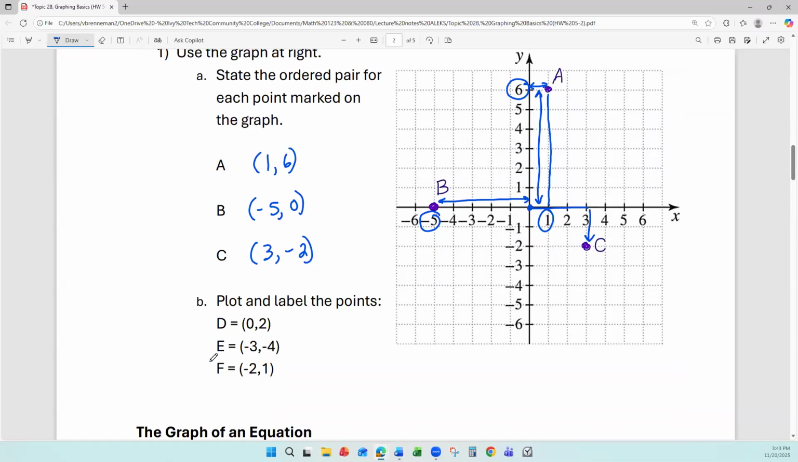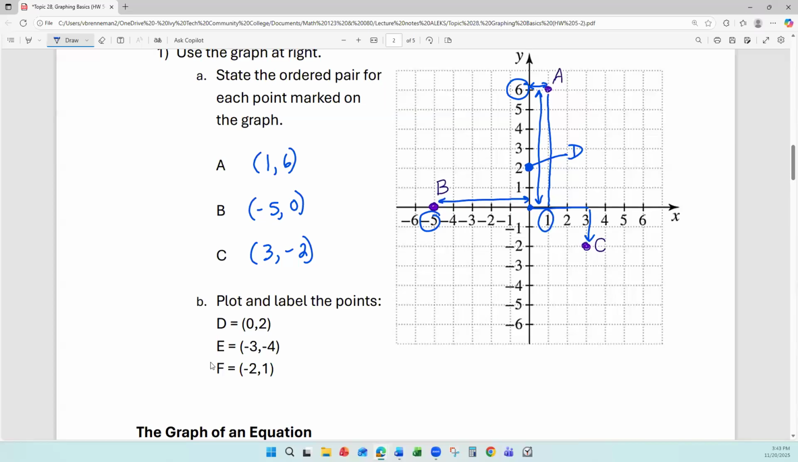Then for part B, plot and label the points. So D, (0, 2), is not moving at all horizontally relative to the origin, but then it is moving 2 units up vertically to +2. So that is point D.